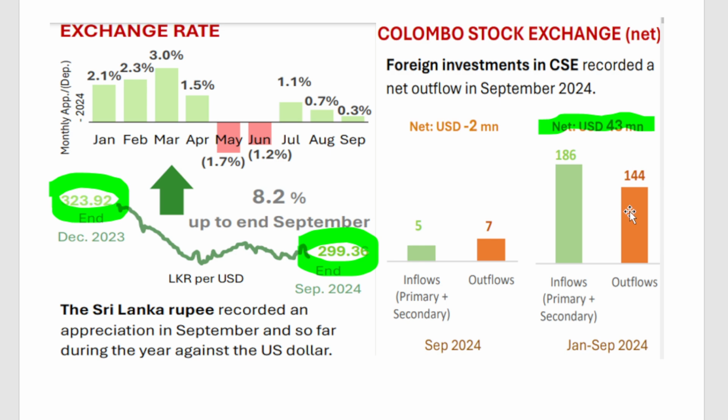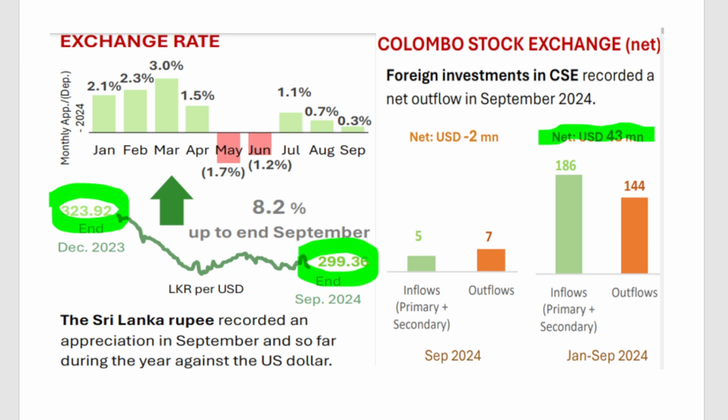As we said, the outflow of government security investments has been partly set off by foreign investments. There was a net inflow of 43 million USD for the last 9 months in the case of CSE foreign investments. This is a good sign, and we need to attract more investment to our CSE.